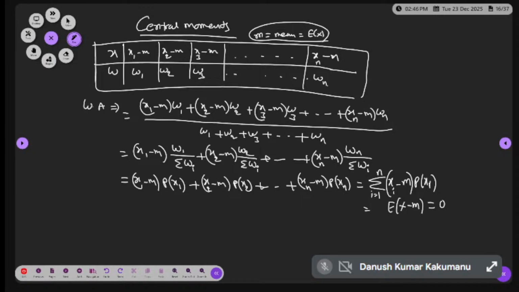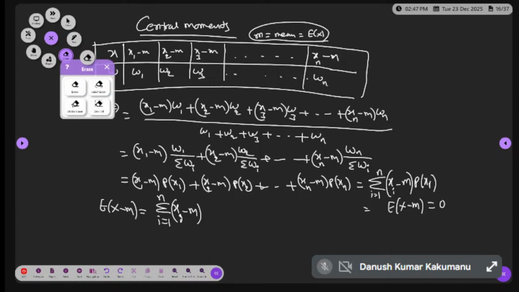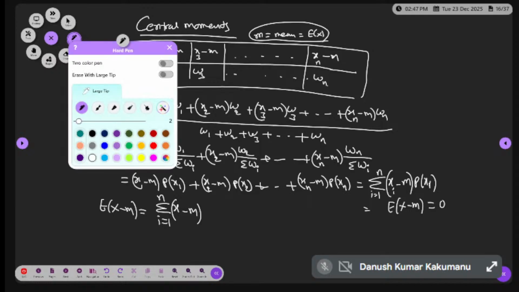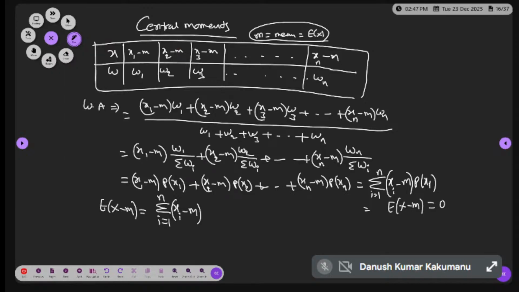You are understanding? What is E of x minus m called? First order central moment. E of x minus m. What is the formula of E of x minus m? Summation i equals 1 to n, (xi minus m) into p of xi.